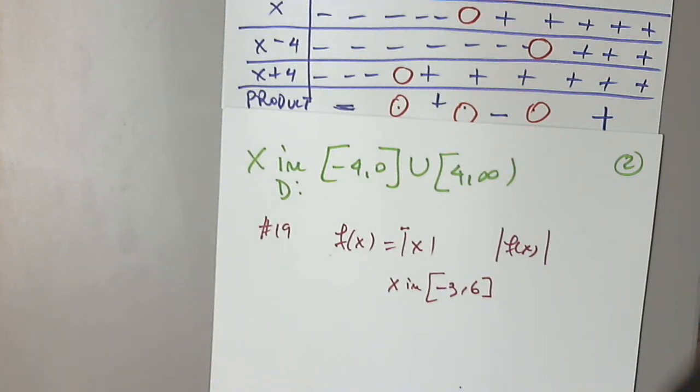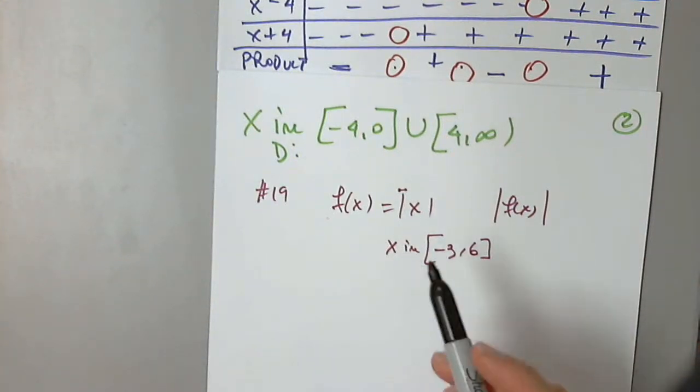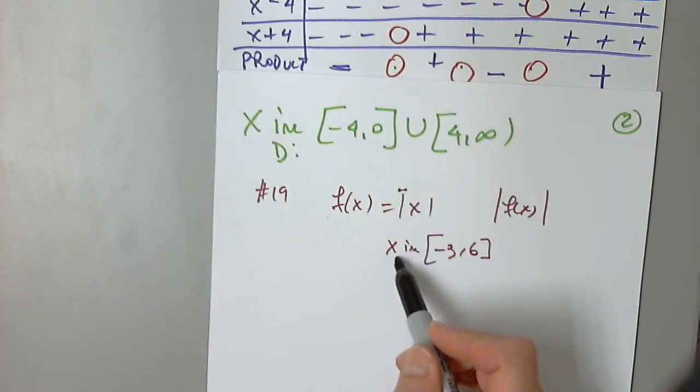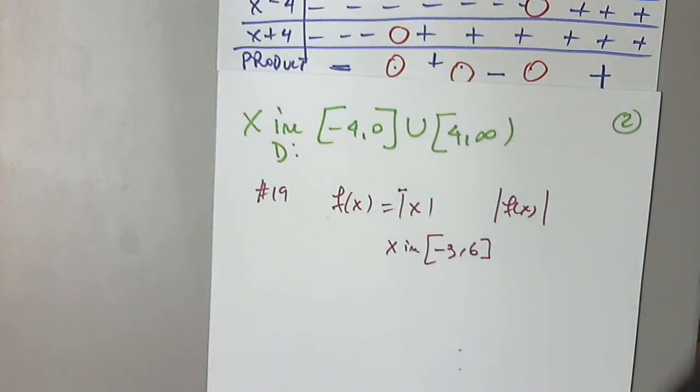I think I had f of x, the range is that domain. The brackets is -3 to 6, and it's asking for the new range when it's an absolute value of f of x. Oh, so this is not the domain then. That would be the domain of the first function, f of x.